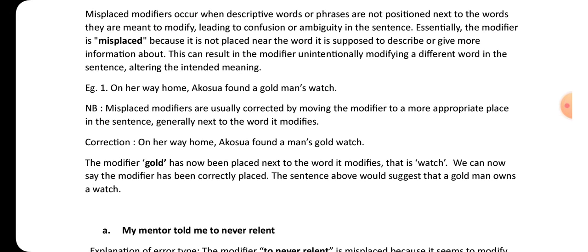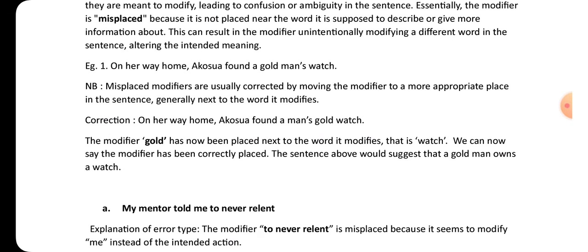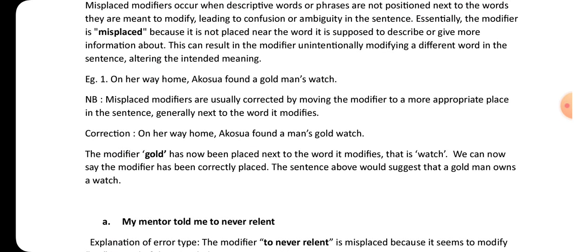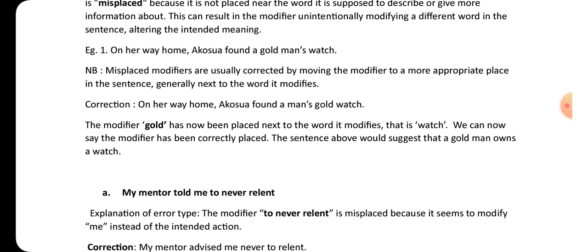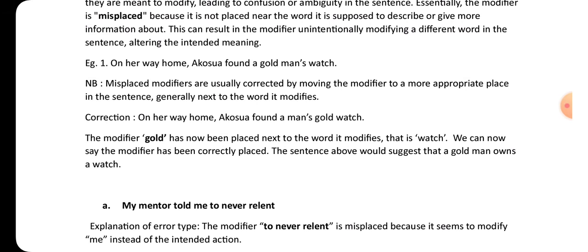So in the first one, you have a ghost man, and we are using a man's gold. We have positioned it and drawn it closer for it to make meaning. We have done it in such a way that it will be closer, and that is how we have corrected it. So we say that on her way home, Akosia found a man's gold watch, because the whole thing is what?